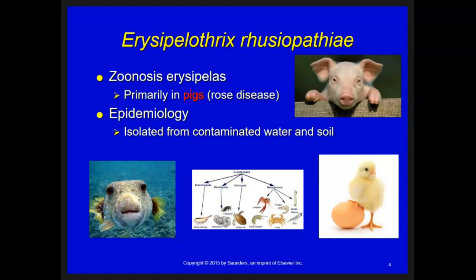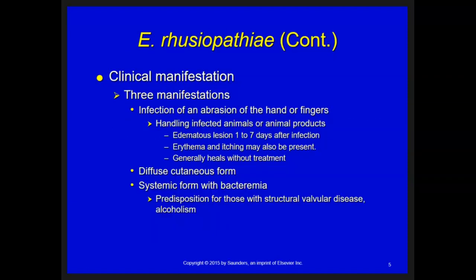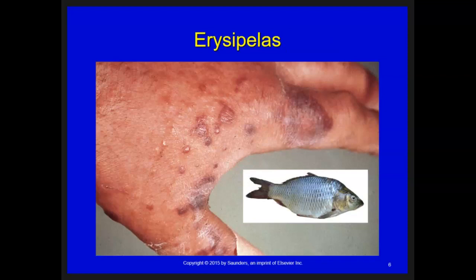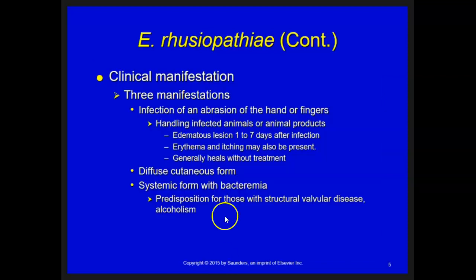Next is Erysipelothrix rhusiopathiae. This is primarily seen in pigs, poultry, fish, and crustaceans, but mostly pigs. It's isolated from contaminated soil and water, and this is known as fish handler's disease. There are three clinical manifestations. There's an infection of an abrasion of the hand or fingers from handling infected animals or animal products, and then there's also a diffuse cutaneous form.